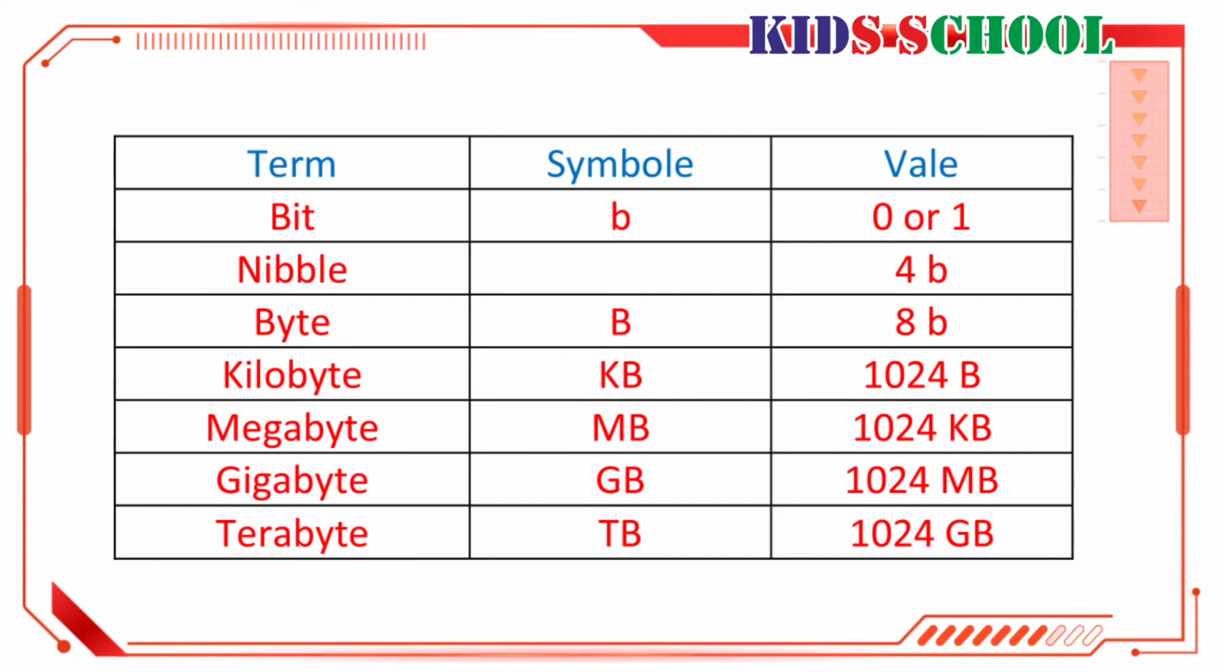Fourth term is kilobyte, symbol is KB and value is 1024 bytes. Fifth term is megabyte, symbol is MB and value is 1024 kilobytes. Sixth term is gigabyte, symbol is GB and value is 1024 megabytes. And the last term is terabyte, symbol is TB and value is 1024 gigabytes.